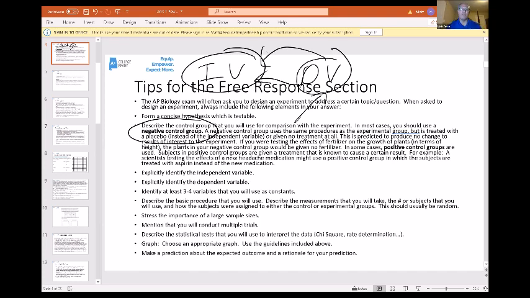When you're graphing these variables in any kind of graph, whether it's a line graph or a bar chart, the independent variable is going to get graphed on the x-axis, and the dependent variable is going to get graphed on the y-axis.